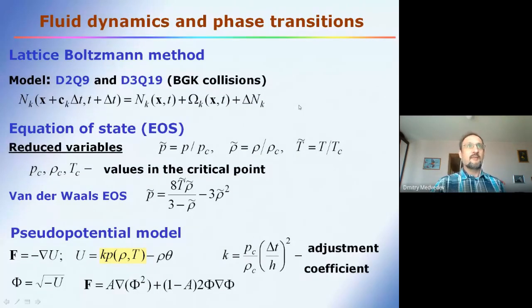So now for the methods. We use the Lattice Boltzmann method in 2D and 3D cases, with the usual models D2Q9 and D3Q19. To simulate the multiphase fluid, we apply the van der Waals equation of state, which in reduced variables is written here. And to simulate this case, we use the pseudo-potential method, where there is a force equal to minus gradient of pseudo-potential, and the pseudo-potential is expressed through the equation of state with this term.